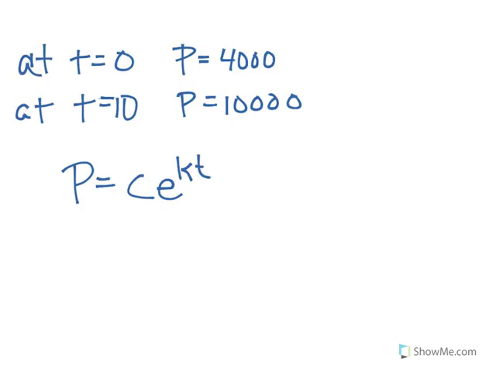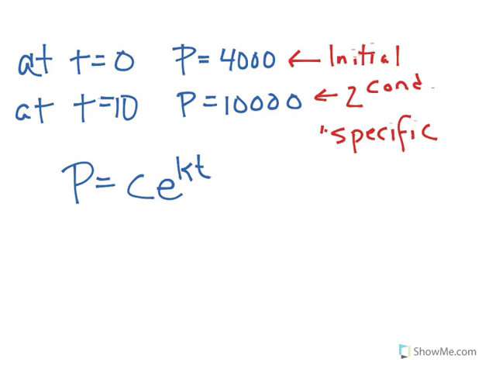Usually they'll give us two pieces of info. More often than not, they'll give us what's known as the initial condition. And then they'll give us a second condition. And we'll use those conditions to get what we call a specific solution, meaning it'll solve for C and it will solve for K. Now what you're going to see is it's usually pretty straightforward as to what the C is going to be. We're always going to use our initial condition.